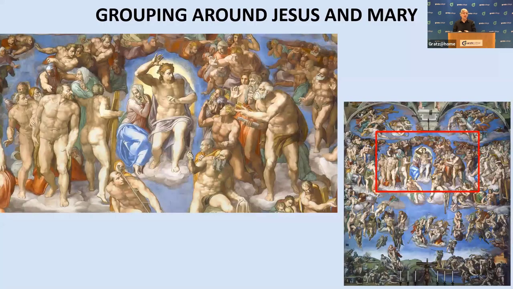So I'm very interested in looking at the very center of the heavenly realm here, where the red rectangle is shown, depicting who are the select people who get to be in, literally, the inner circle around Michelangelo's Jesus and his mother Mary. So let's take a look at some of these people.